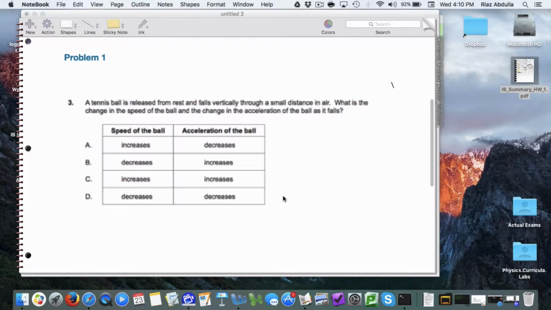All right, moving on to the motion part. A tennis ball is released from rest and falls vertically through a small distance in the air. What is the change in speed of the tennis ball and in the acceleration of the ball as it falls?